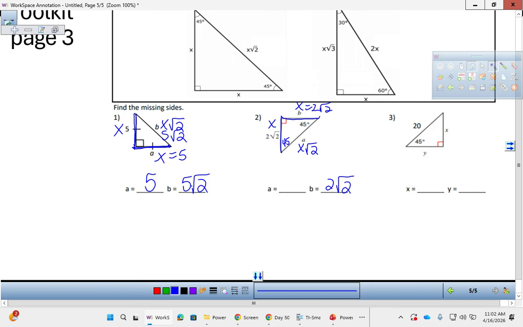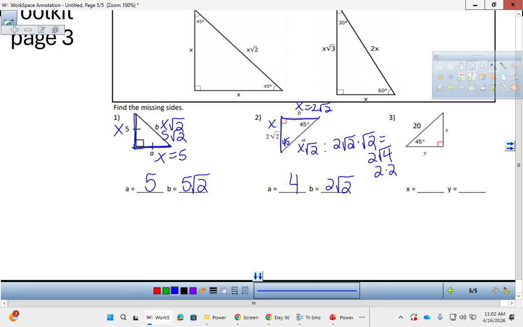So A is the side lengths times root 2. I know that the side lengths are 2 root 2, and now I have to multiply that by root 2, right? It's x times root 2. X in this case is 2 root 2. So I'm doing 2 root 2 times root 2. So it becomes 2 root 4. 2 times 2 is 4, or 2. So A is 4.